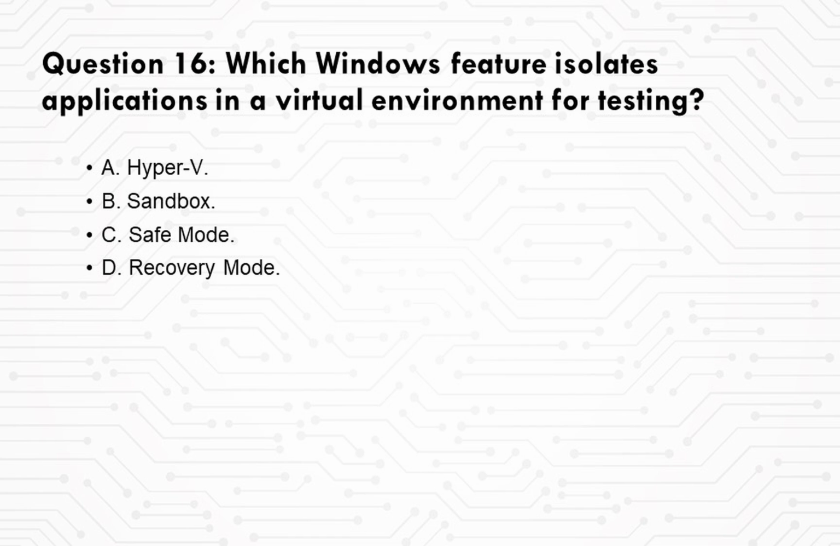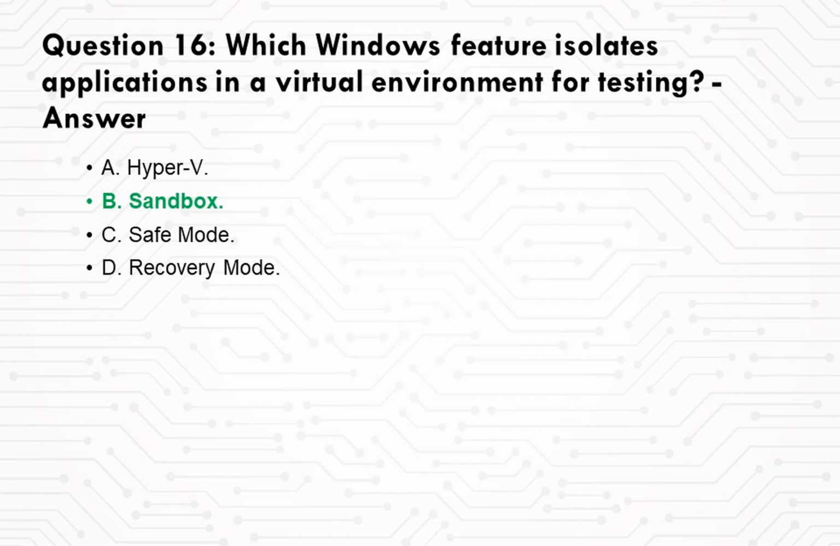Question 16. Which Windows feature isolates applications in a virtual environment for testing? A. Hyper-V. B. Sandbox. C. Safe mode. D. Recovery mode. Answer: B. Windows Sandbox runs apps in an isolated temporary environment.